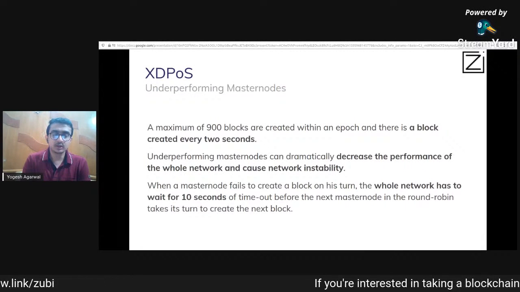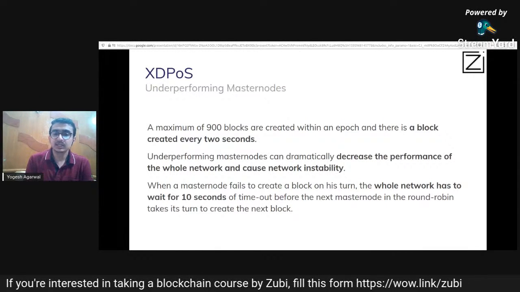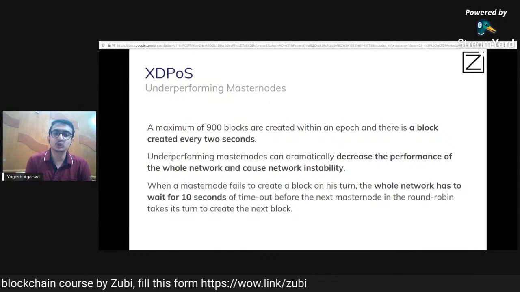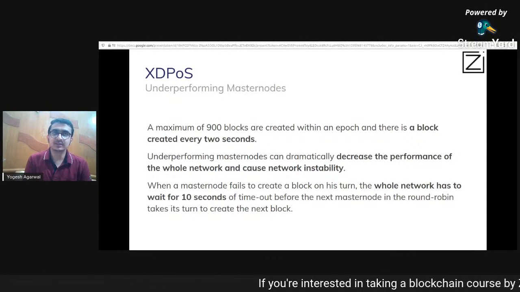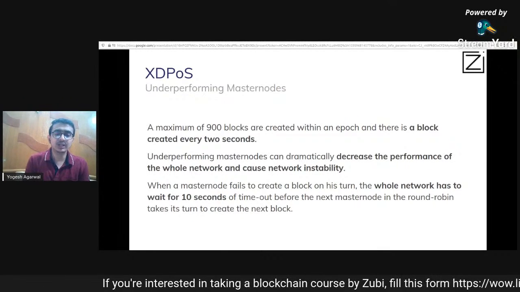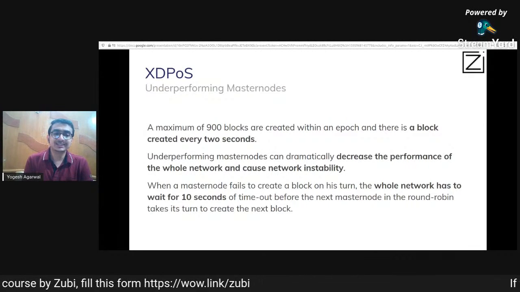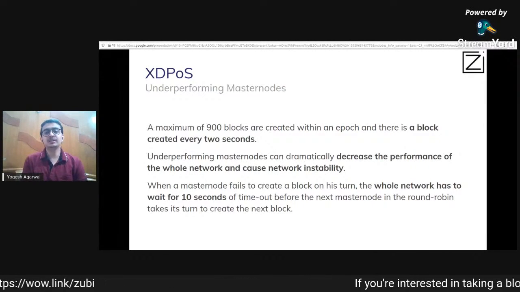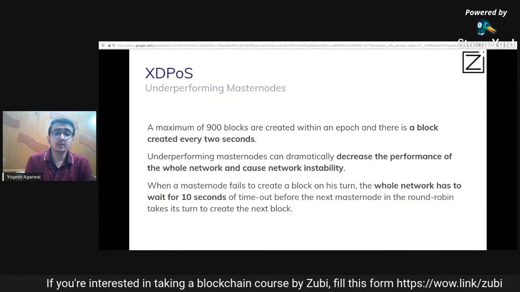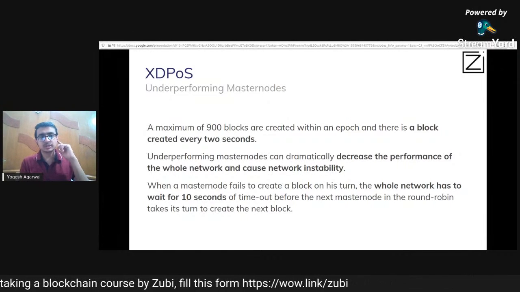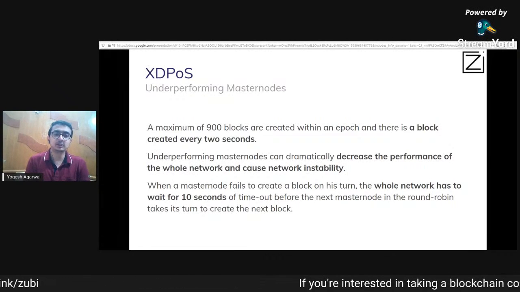If any master nodes are underperforming, not performing their duties, it significantly decreases the performance of the whole network. Why? Because if they fail to create a block when they have the turn, then the entire network has to wait for 10 seconds before the next master node takes its turn and creates the next block. If we are just talking about one underperforming master node, fine, but if we talk about multiple underperforming master nodes, then it becomes a significant time delay. So there should be a process to handle those.